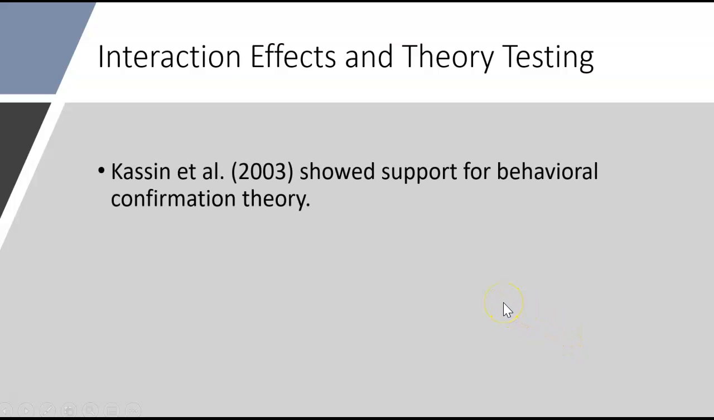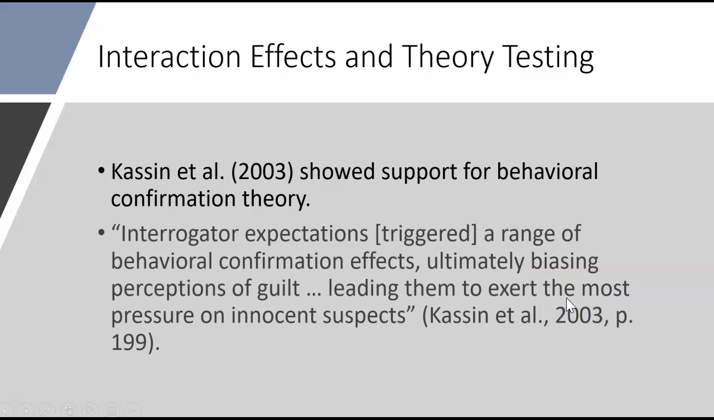Now with interaction effects, what these researchers inferred. So this is the point where you take the next set of steps. Casson and colleagues argued that their findings supported what's called behavioral confirmation theory. The social psychologist in me says, yes, that's something that we call a self-fulfilling prophecy. If you expected guilt, you tend to behave in a way that's consistent with that expectation. Behavioral confirmation theory is kind of an extension offshoot of self-fulfilling prophecy. I pulled this quote: interrogator expectations triggered a range of behavioral confirmation effects, ultimately biasing perceptions of guilt, leading them to exert the most pressure on the actually innocent suspects, who you could guess argued their innocence quite ferociously.